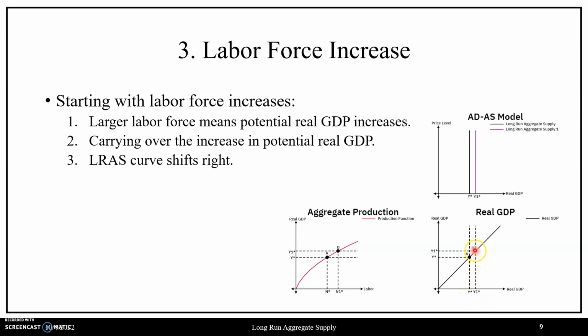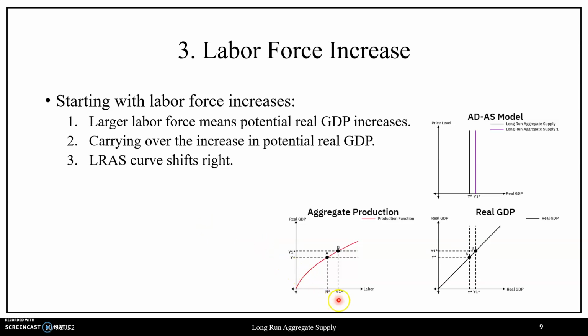Then finally moving upwards, intersecting our horizontal axis on our AD-AS model at real GDP, we see at Y1 star, we generate a new long-run aggregate supply curve in purple designated as long-run aggregate supply 1, where there has been a rightward shift in the long-run aggregate supply curve due to this increase in potential real GDP from Y star to Y1 star.